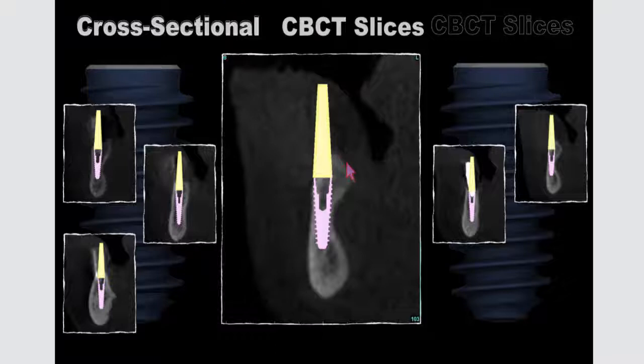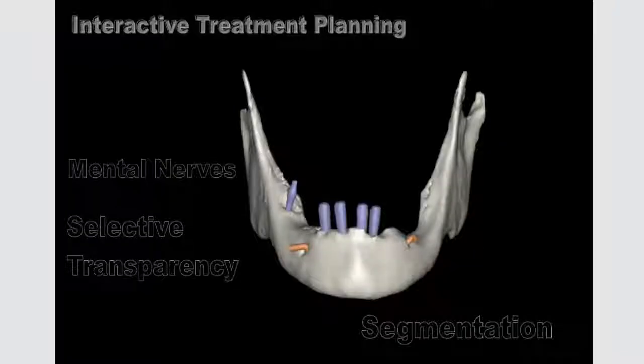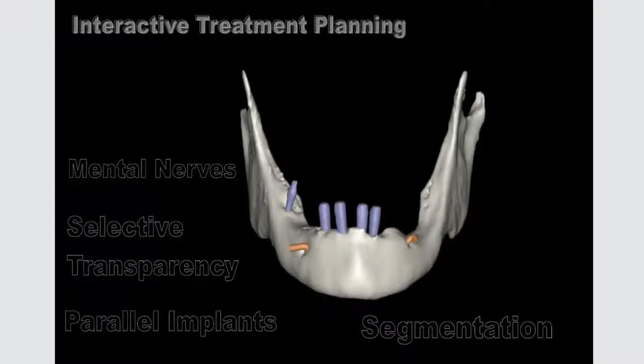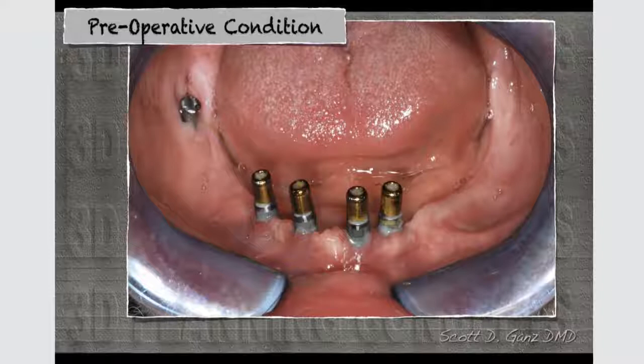And you can see the invagination here of the lingual aspect, where there is a big concavity which could easily be perforated and cause a sublingual hematoma. So we have to evaluate every image that we see for our patients. Using interactive treatment planning software, we have to be able to evaluate the mental nerves using selective transparency, advanced segmentation features, and in this case, we're going to try to parallel the implants.